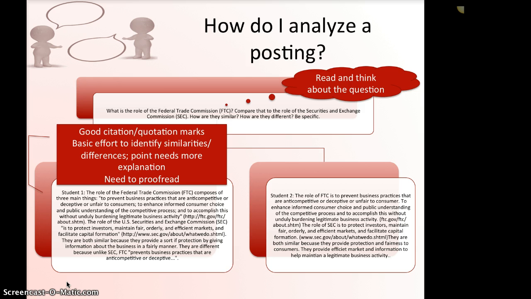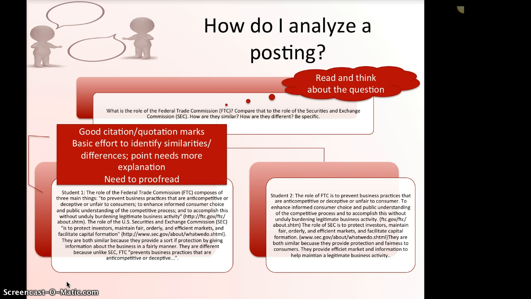The first student said the role of the Federal Trade Commission composes of 3 things: to prevent business practices that are anti-competitive or deceptive or unfair to consumers, to enhance informed consumer choice and public understanding of the competitive process, and to accomplish this without unduly burdening legitimate business activity. Then the student goes on to talk about the role of the U.S. Securities and Exchange Commission, and then to answer the question about similarities and differences. They're both similar because they provide a sort of protection by giving information about the business in a fairly manner. They are different because, unlike SEC, FTC prevents business practices that are anti-competitive or deceptive. So that's a sample comment.